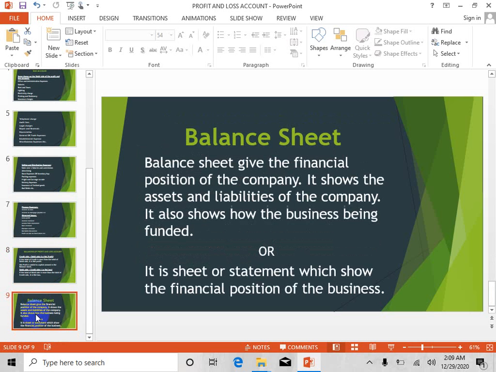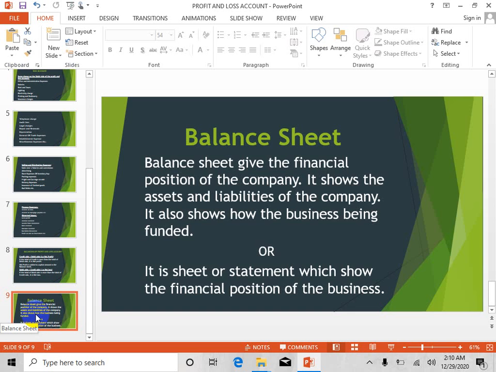Then after the income statement we prepare the balance sheet. What is a balance sheet? Here is a short definition. The balance sheet gives the financial position of the company. It shows the assets and liabilities of the company. It also shows how the business is being funded. The second definition, in 2 lines: it is a sheet or statement which shows the financial position of the business.